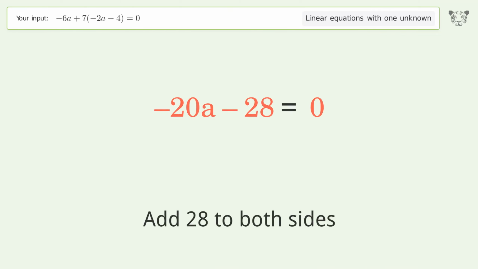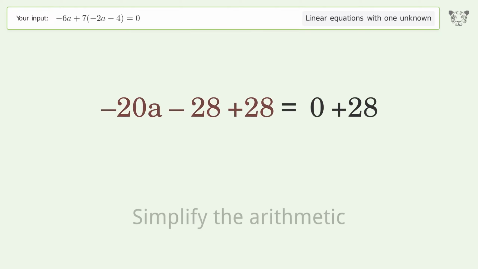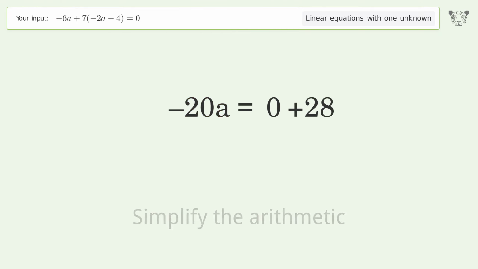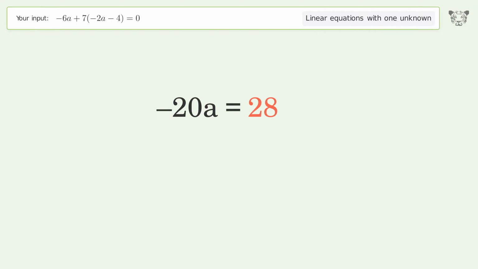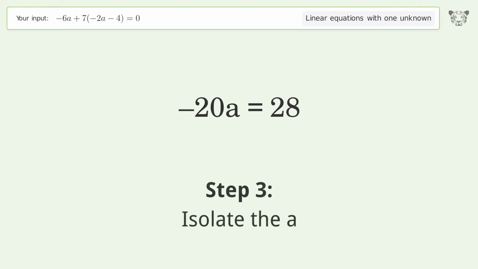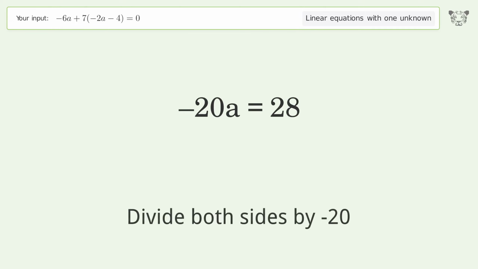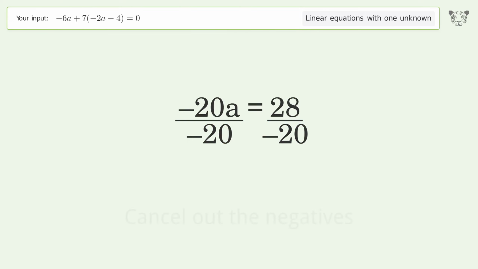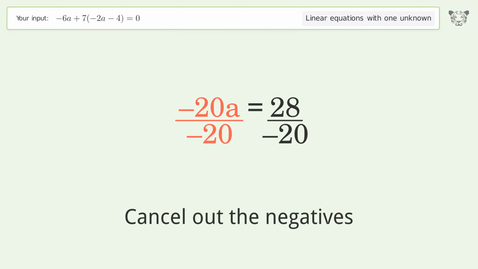Add 28 to both sides. Simplify the arithmetic. Isolate the a. Divide both sides by -20. Cancel out the negatives.